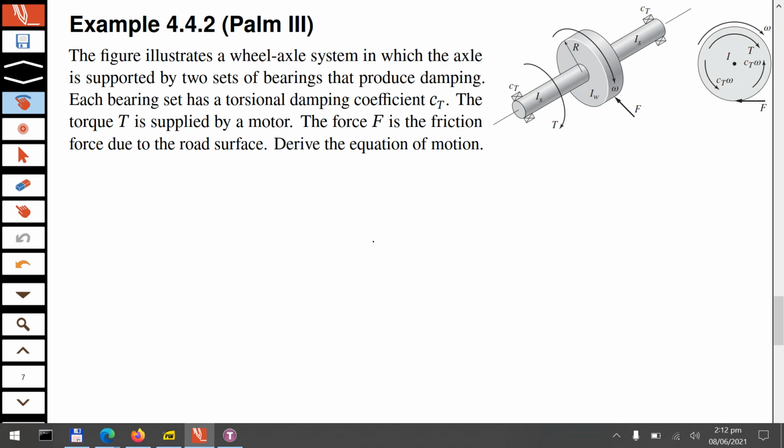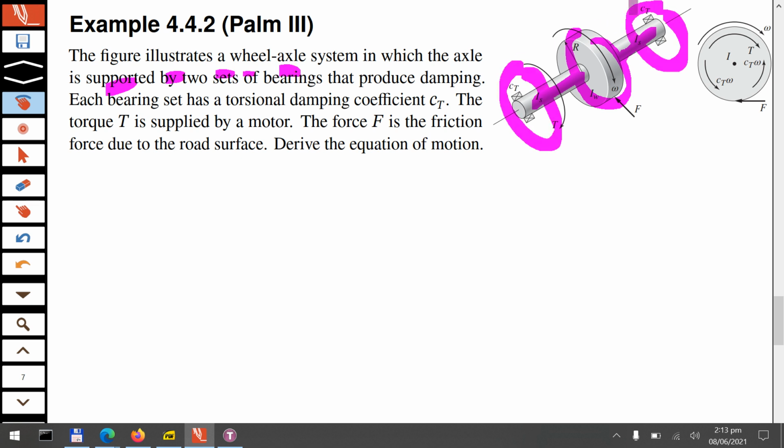So the figure on the right, now this is an example of torsional damping or rotary damping. The figure on the right illustrates a wheel axle system. So you have a wheel here, and there is this axle, and that is actually supported by two sets of bearings. You have one bearing here and one bearing there.